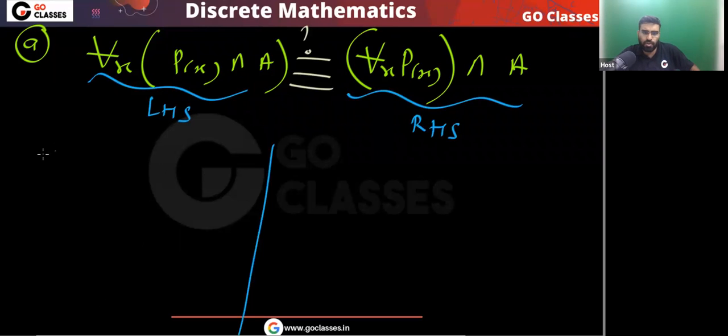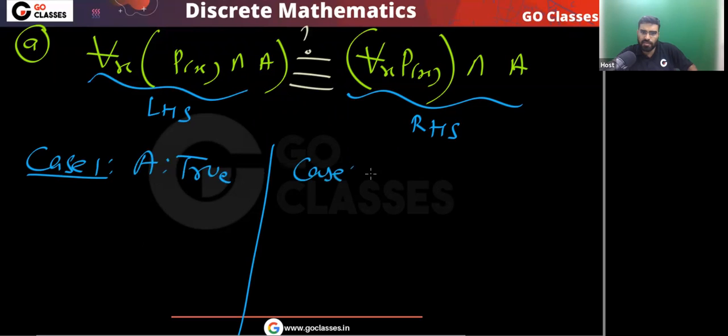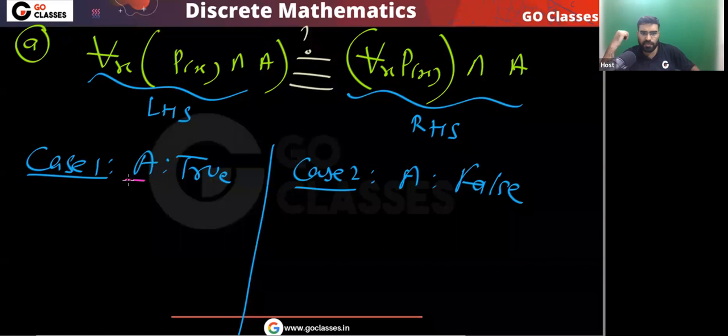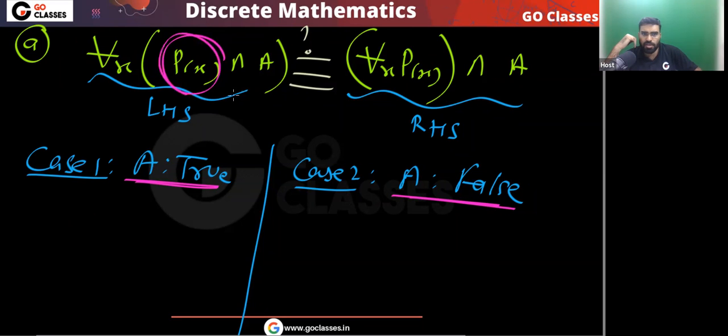Again, you can simply create two cases: one case where A is true, another case where A is false. Why can I not create cases for P, like P true, P false? Tell me, what is the reason I cannot create cases for P?